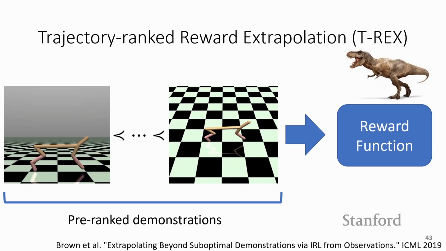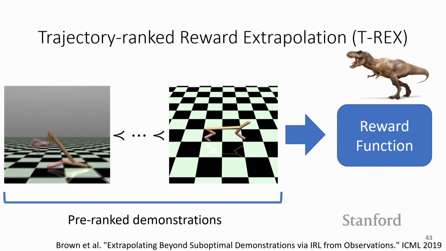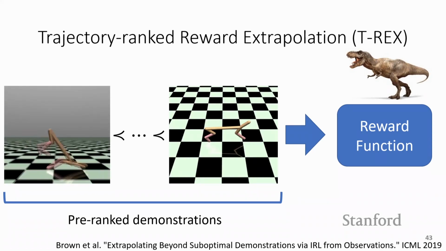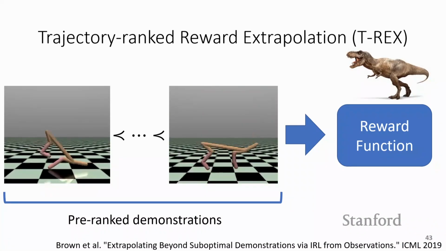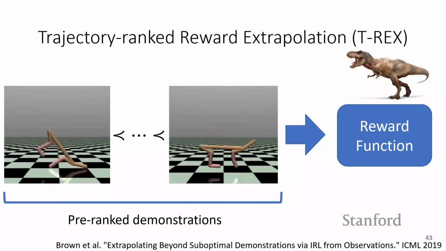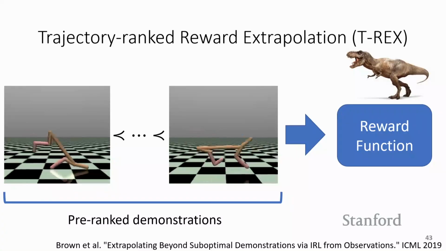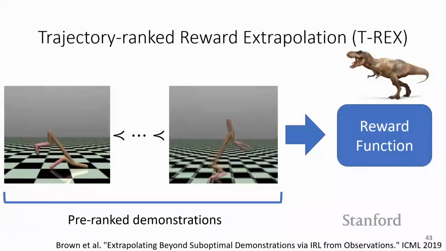Here's a simulated half-cheetah environment where the robot's trying to run to the right, and we want it to run to the right as far and as fast as it can. We give it a set of examples ranging from just pretty awful, just scooting on its face, to something that's kind of like a little toddler that can kind of run along but occasionally face plants. And we give it about 15 of these examples ranked, and we learn a reward function.